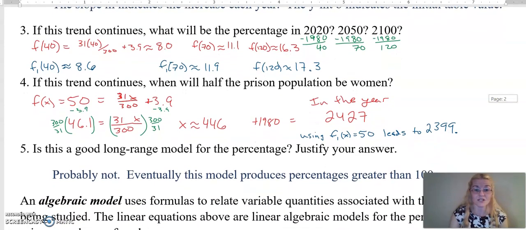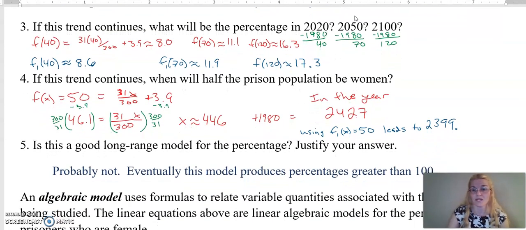So if this trend continues, what will be the percentage in 2020, 2050, or 2100? I don't think I'll be alive then, but, right? If you use our first line, the red line, F of 40, you're going to get 8. So in 2020, 8% of women. In 2050, 11.1%. In 2100, 16.3. If you use the regression line, F sub 1, then you're going to get slightly different percentages.